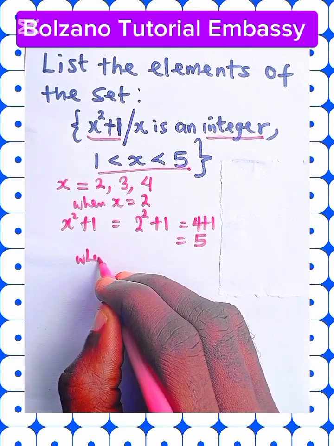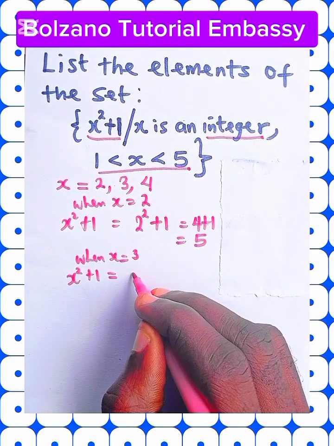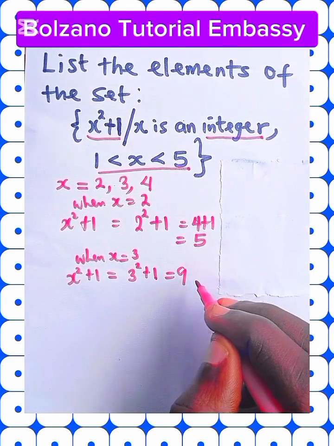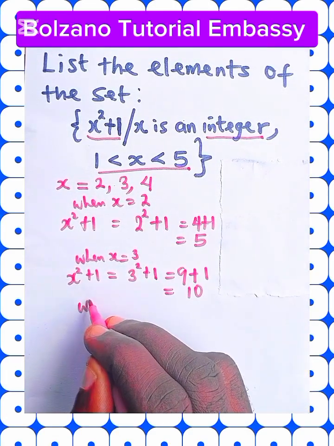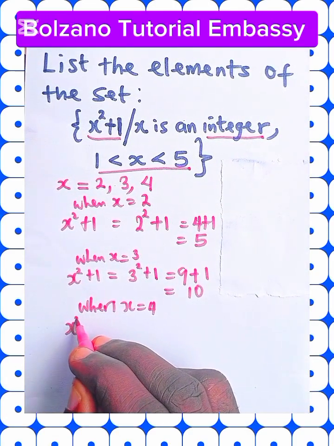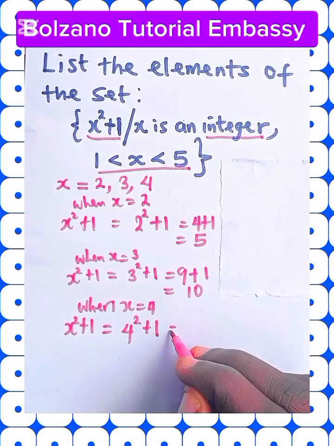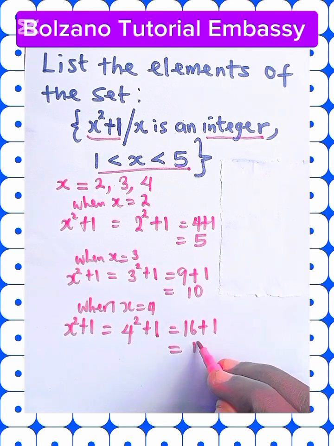Now when x is 3, we have that our x squared plus 1 equals 3 to the power 2 plus 1, which is equal to 9 plus 1, and that will give us 10. And finally, when x equals 4, we have that our x squared plus 1 equals 4 to the power 2 plus 1, and 4 squared is 16, plus 1, that is equal to 17.